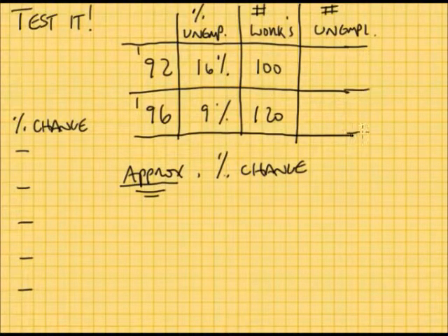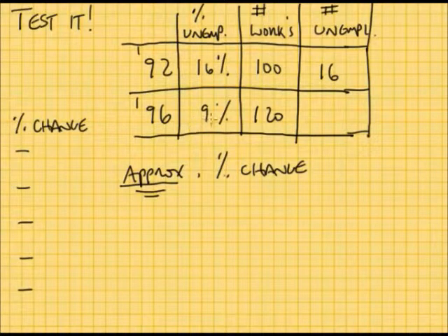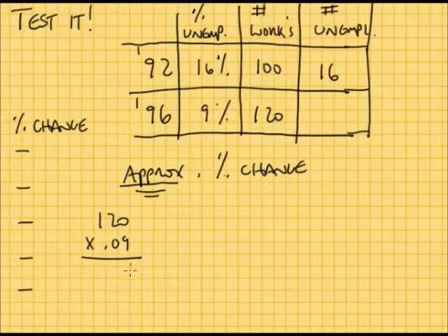Let's figure out the number of unemployed workers. In 92, it was 16% of 100, so that's 16. 96 was 9% of 120, and that will take just a tiny bit of math to solve. Forget the decimal points. We will put them back in a second. 2 decimal points, 10.8. Well, you can't have 0.8 workers, and this says approximately, so we're going to round this off to 11. 11 unemployed workers in 96.